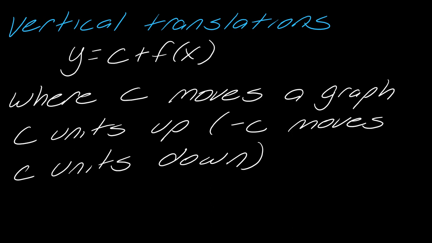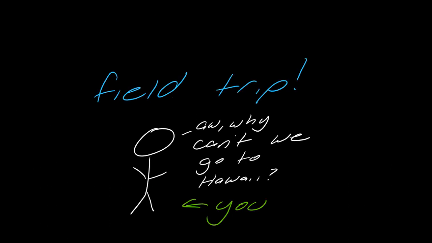So now let's talk vertical translations. I want you to notice how this looks a little bit different. This is c plus f of x. So it's some number that's clearly outside of the function. If you have c, this is going to move the graph c units up, or if you have minus c, that's going to move c units down. So once again, why don't we just take a little field trip so that we can understand how this compares.